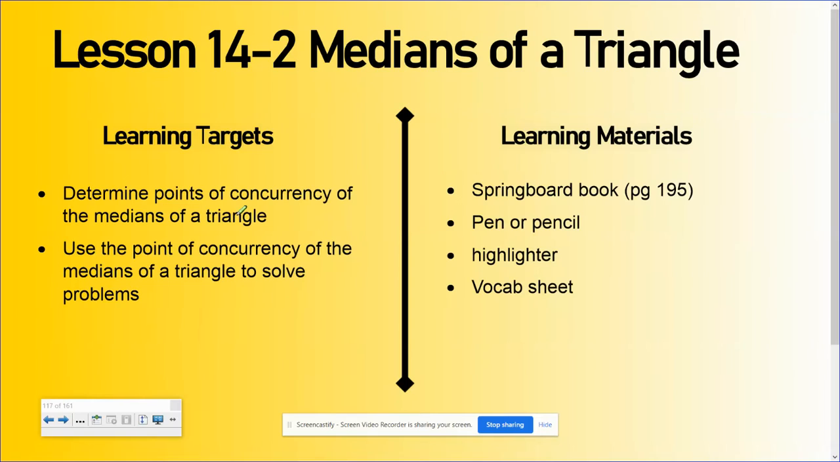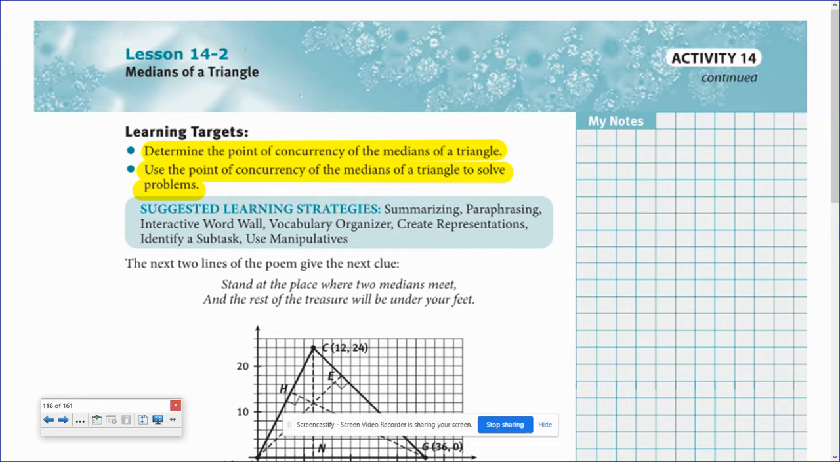Okay, so today we're going to be doing lesson 14-2, and today we're going to talk about the medians of a triangle. So we are on page 195 in your Springboard book, so open that up so we can go ahead and get started. So we're going to be determining the points of concurrency of the medians of a triangle. Remember, concurrency is where all things join together. Okay, so the point where all of your medians are going to join up.